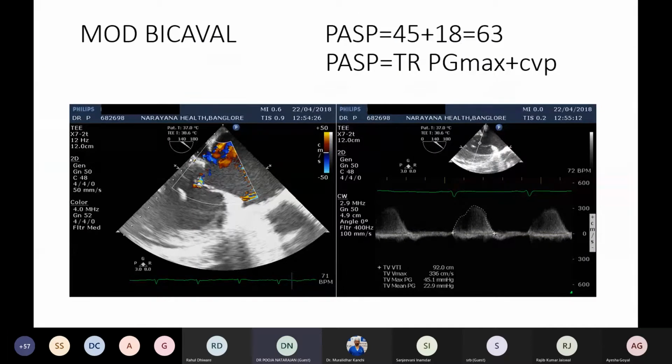So in the modified, again, if there is no alignment in the 4-chamber, we can go for the modified Bicaval view because the alignment of the Doppler is better. So here in this case, we have a 14 plus a CVP of 18, that will give us a 63 PASP.